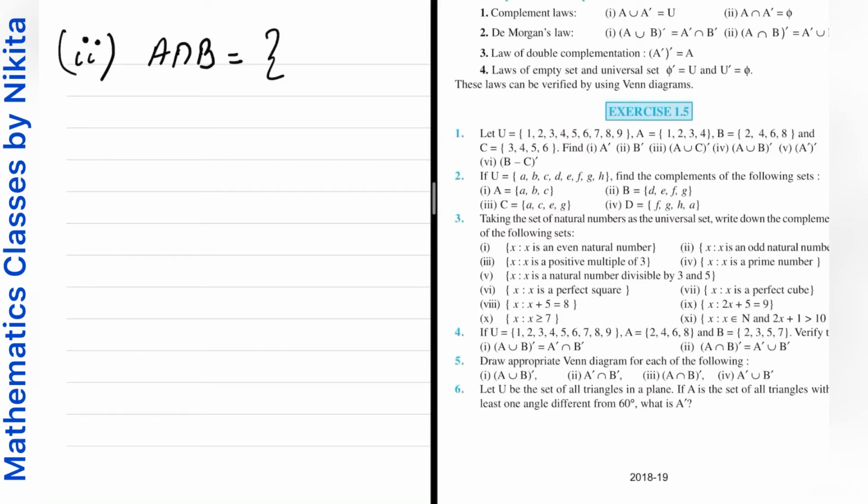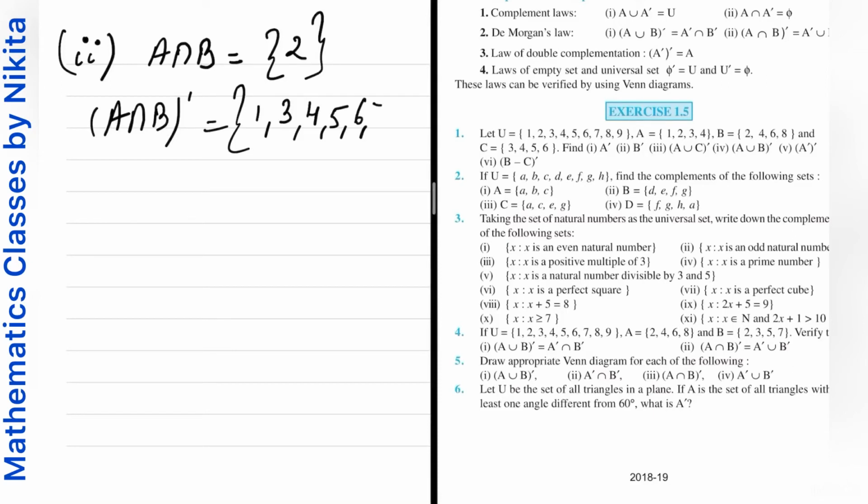The common elements in A and B are 2, just 2. Okay, so only 2, singleton 2. So take its complement with respect to U. So you will have 1, 3, 4, 5, 6, 7, 8 and 9.